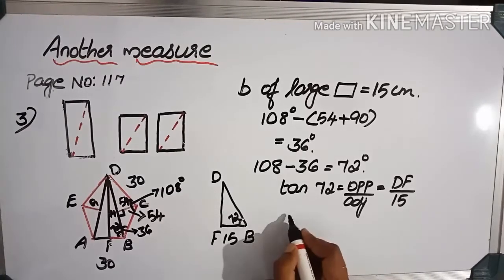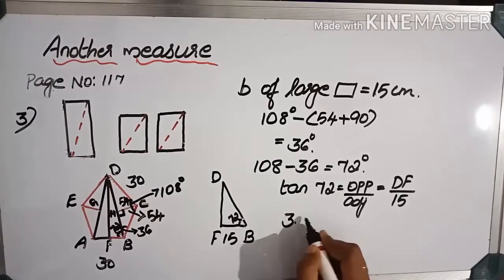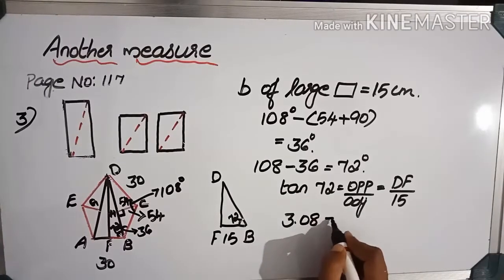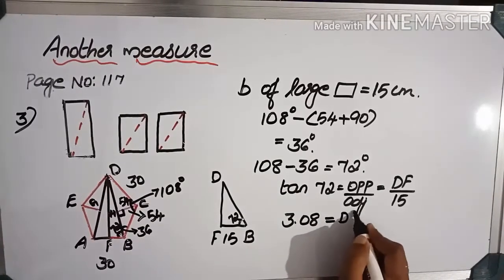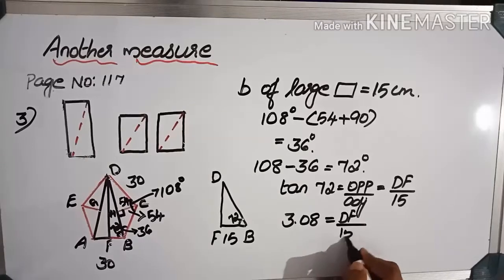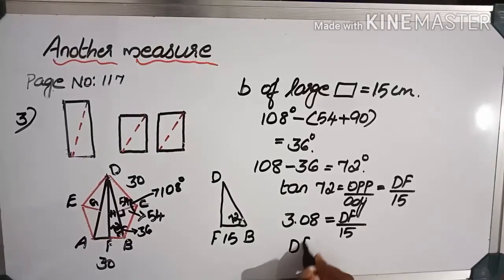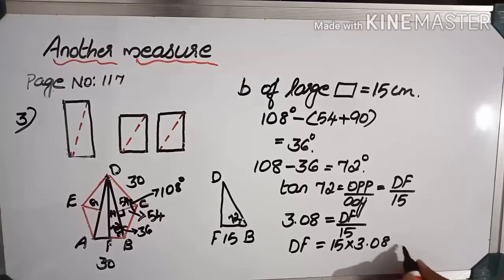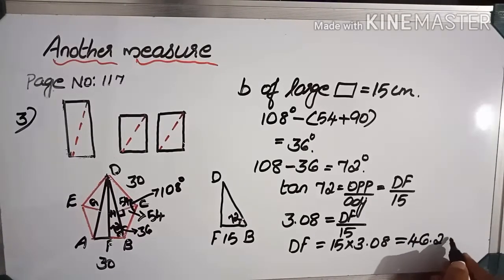Now the tan 72 value. When you check the textbook, you can see that the value of tan 72 is 3.08. So 3.08 equals DF by 15. That means DF equals 15 into 3.08. When you multiply this, you will get the answer 46.2 centimeter.